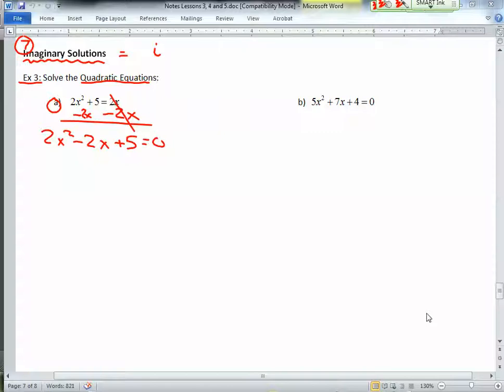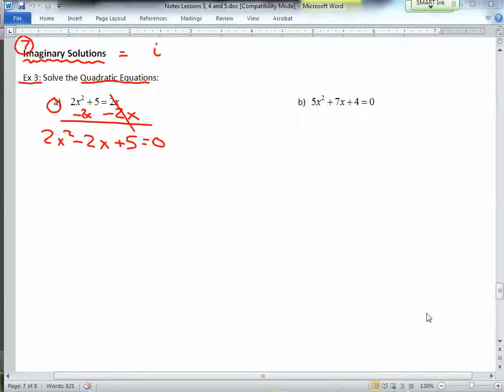Is that in standard form, Morgan? You don't know? Is everything over on one side with a 0 on the other side? Yes. Is it in order of descending exponents? Yep, good. So it is in standard form, all right?